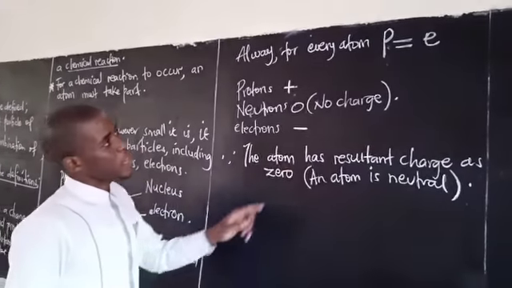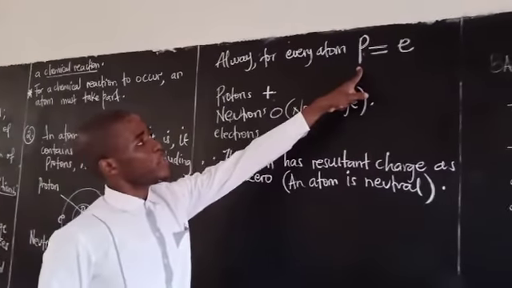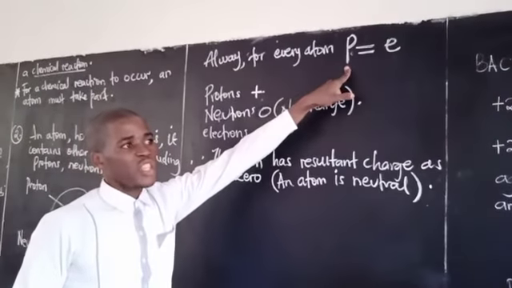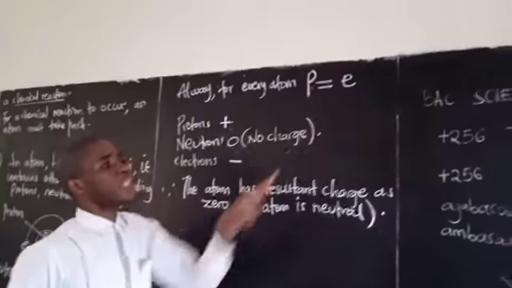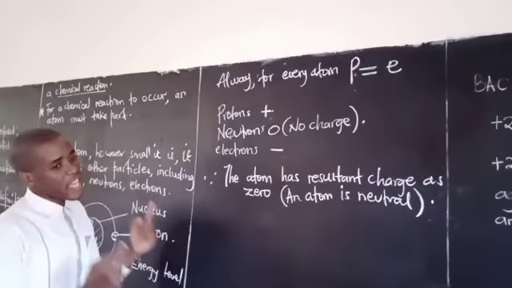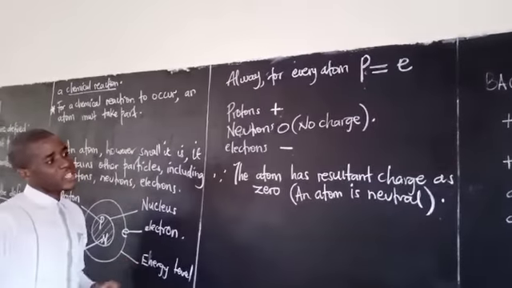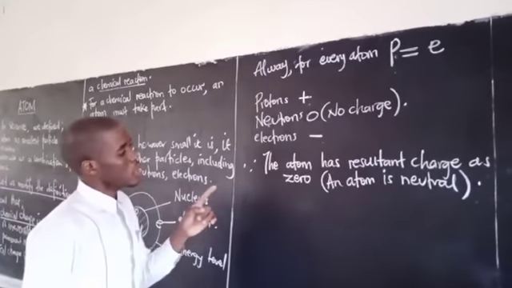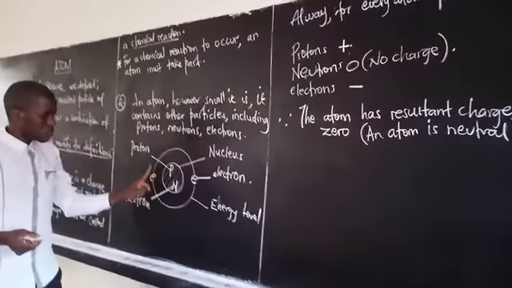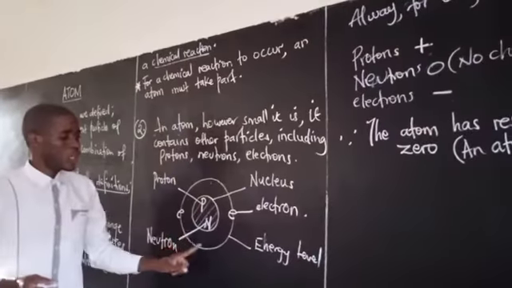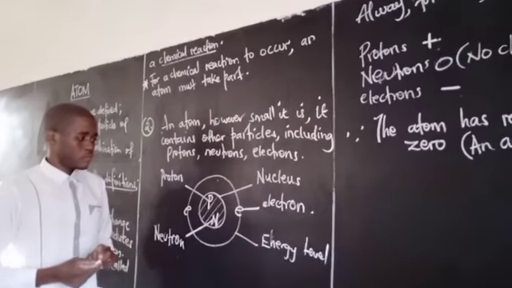It means if you have, for example, 10 protons, you don't need to look for the number of electrons. Definitely there will also be 10. And since they are equal and they have opposite charges, then the charge on the entire atom will end up having no charge.